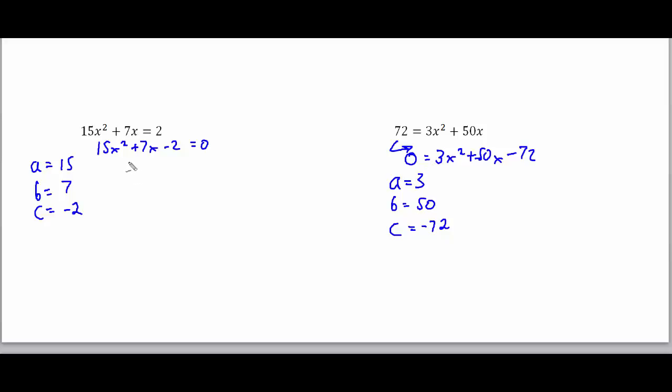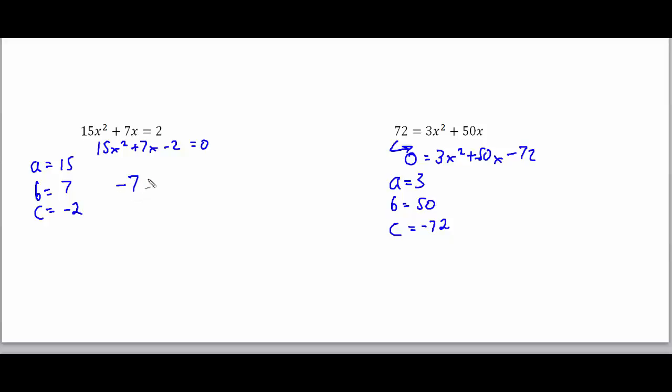But the thing is, these numbers are so big. At least this problem is 3 times negative 72 to make a 50. You're better off just doing the quadratic formula. So let's finish these two problems and call this video done.